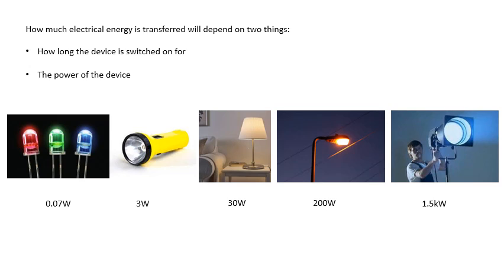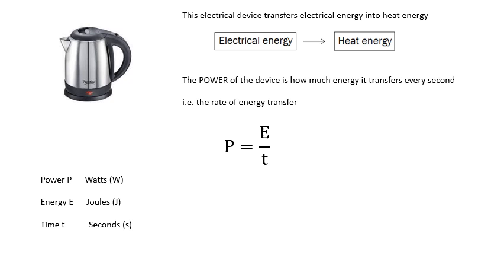Notice that the power is getting bigger and bigger as they get brighter and brighter. They are transferring more and more energy, and that's what the power tells us. So this electrical device transfers electrical energy into heat, the kettle. Now the power is how much energy it transfers every second, i.e. the rate of energy transfer.